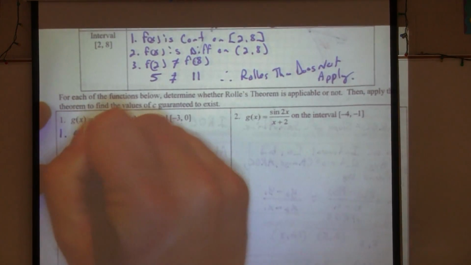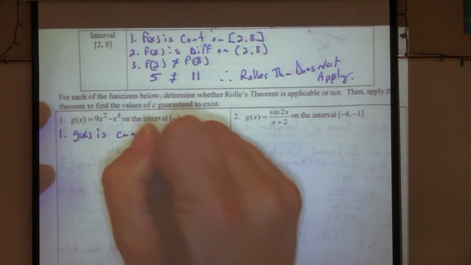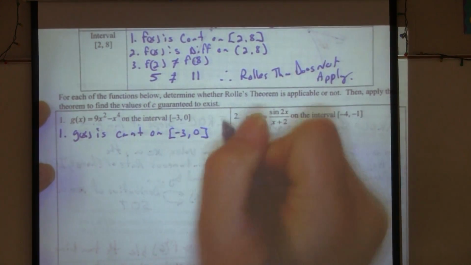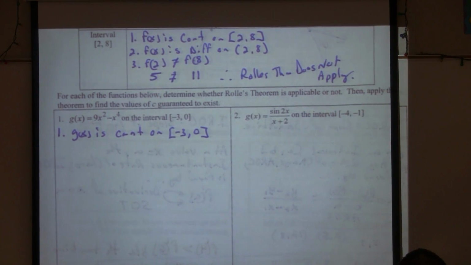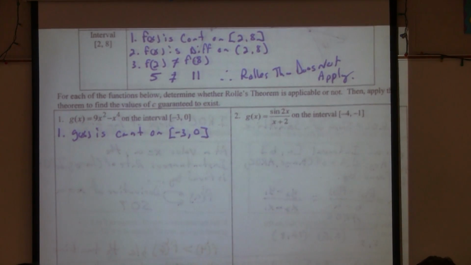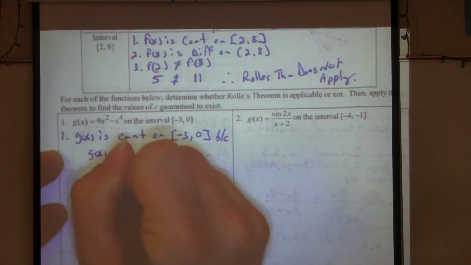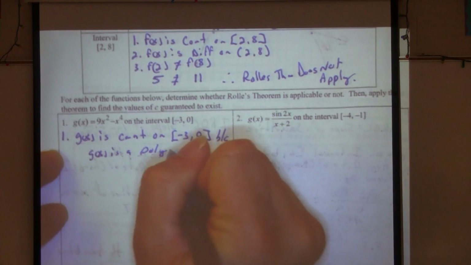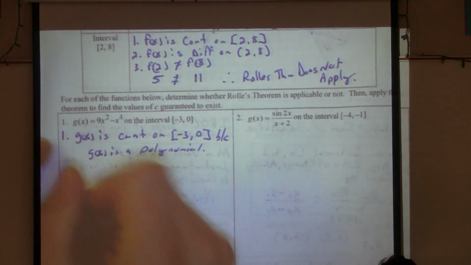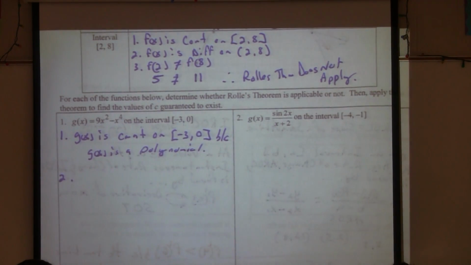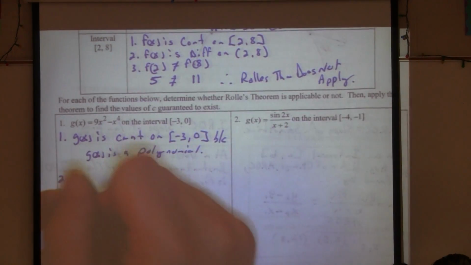So is it continuous? Yes. Why? Polynomial. So g of x is continuous on the closed interval -3 to 0. On the AP test, you don't have to say why, you just have to say the statement, okay? So we know it's continuous, but I'm gonna write why. Because g of x is a polynomial. Second thing we check for is what? Differentiability, okay? So to be able to determine that without a graph, I want to look at the derivative equation first. Okay, so what is my derivative?